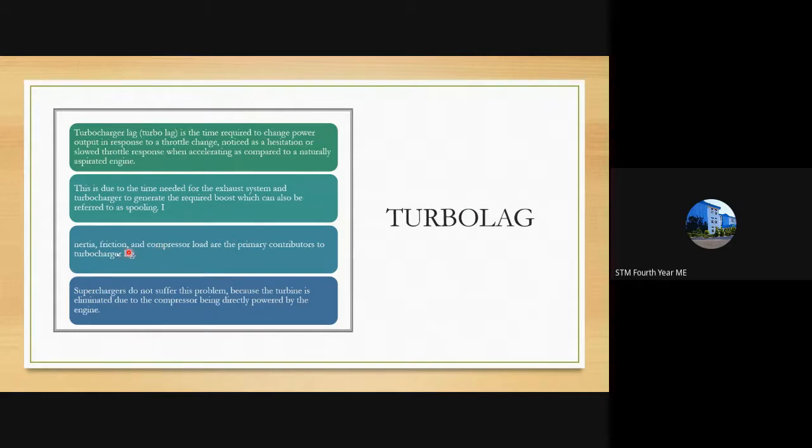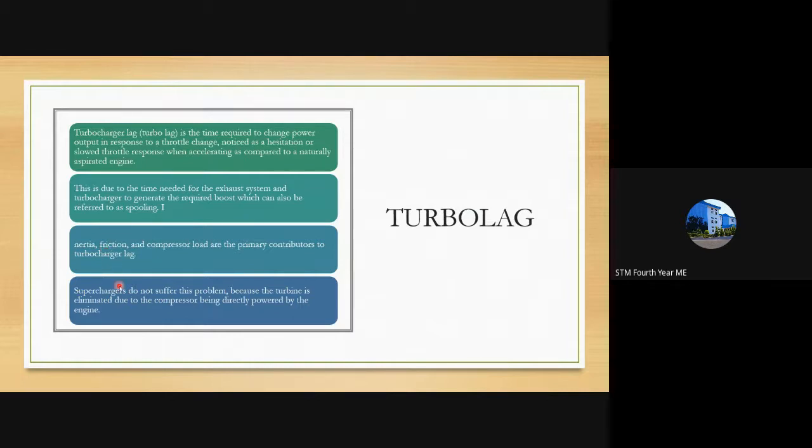So friction and inertia will be significantly high. Inertia at rest will be very high. Friction also, since it has to start running, will be high. So due to these factors, turbo lag is observed.